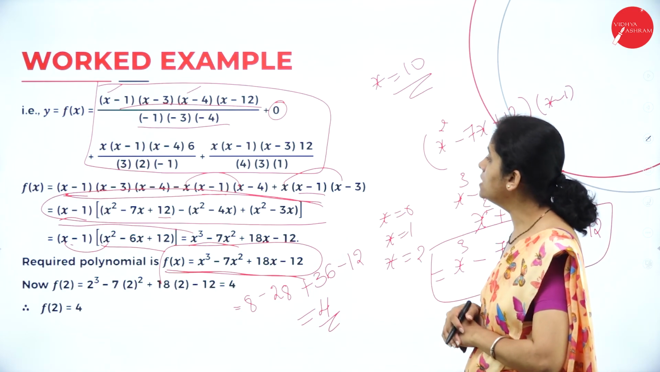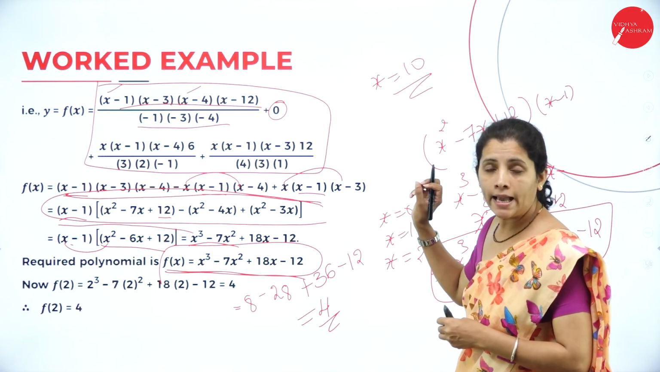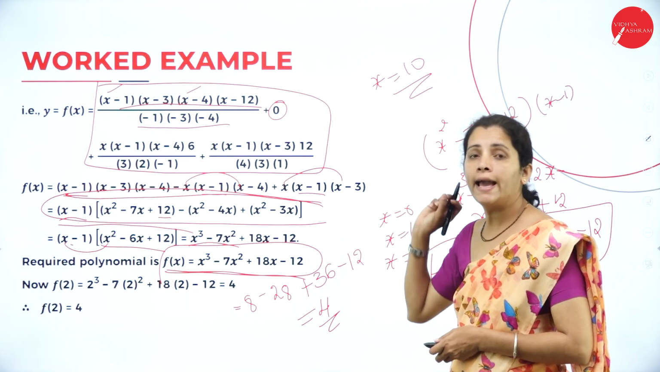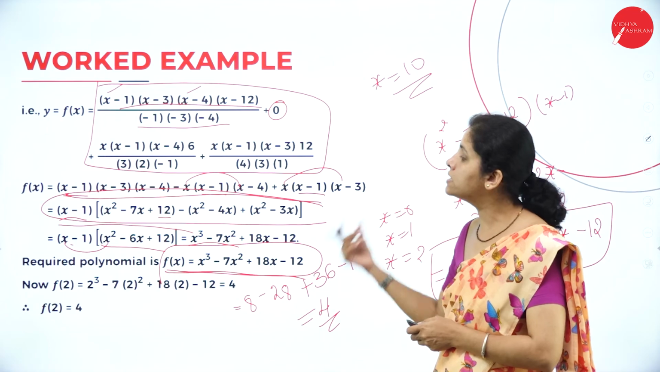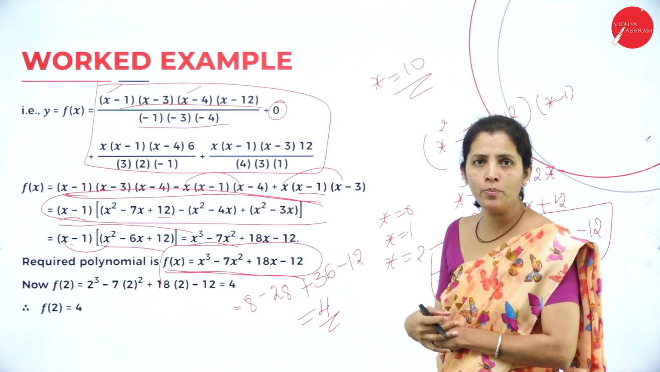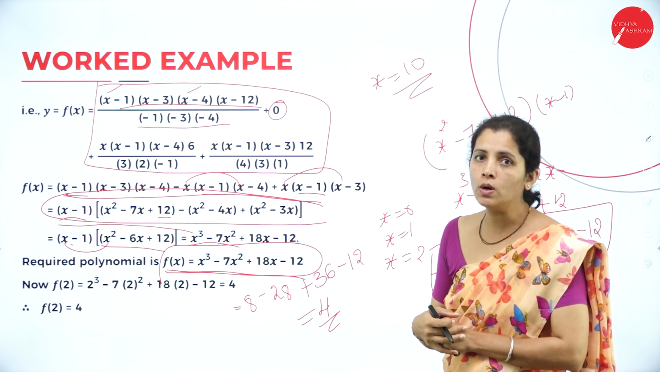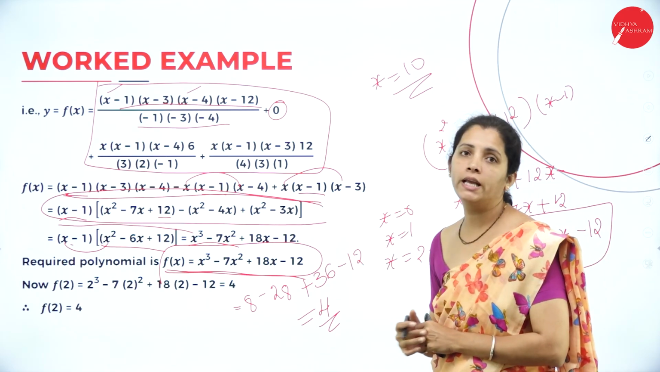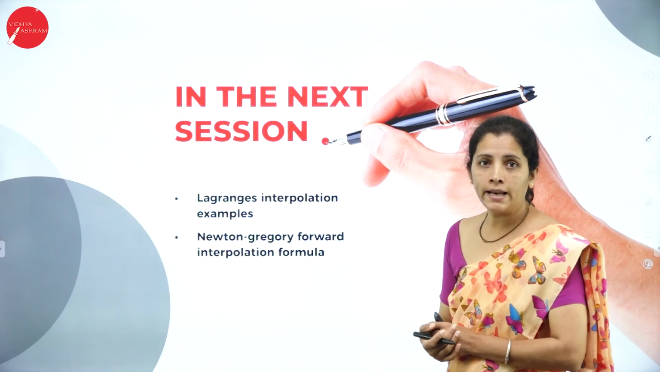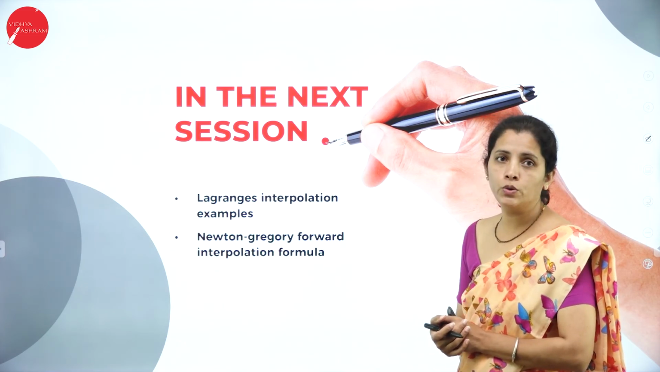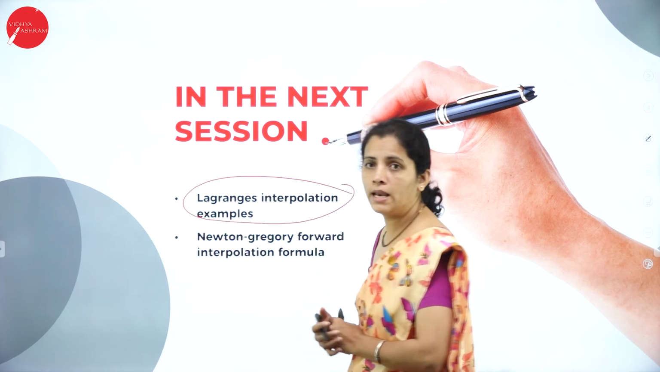So dear student, these are the ways used to find the x value when x is not given in the question. I just want to find the polynomial. Once I get the polynomial, I want to start substituting x values in order to get the value. In my next session, once again, I'm going to deal with a Lagrange's interpolation formula example.